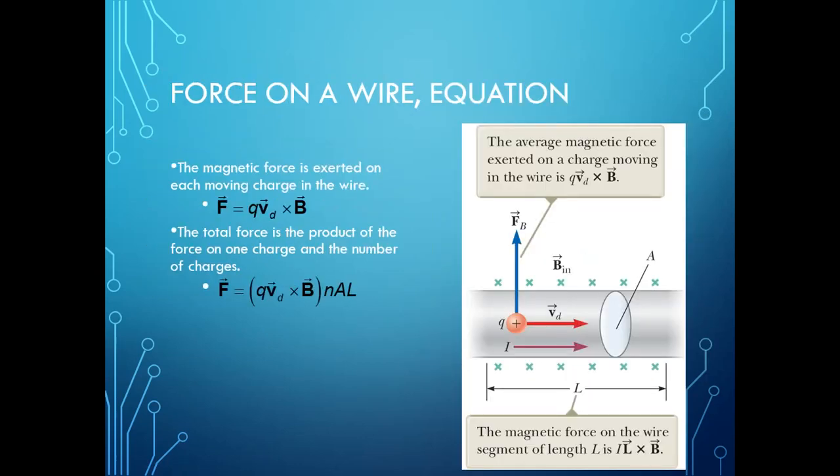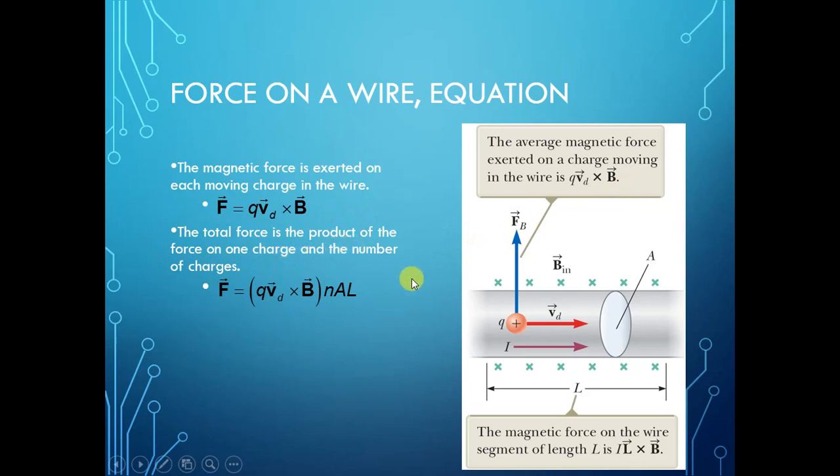So see here, the force on a wire equations. The magnetic force is exerted on each moving charge in the wire. F equals q v B, where q is our charge, v is the velocity of the charge, and B is our magnetic field. So the average magnetic force exerted on a charge moving in a wire is q v_d cross B. The total force is the product of the force on the charge and the number of charges.